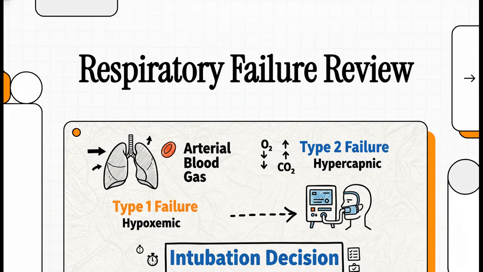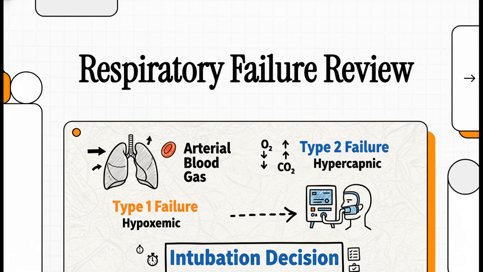All right, let's get right into it. Today, we are tackling a huge topic, something you absolutely have to know for any clinical exam: respiratory failure. This is one of those things where, in the real world, getting it wrong can be catastrophic. But getting it right, you save a life. So yeah, mastering this is a big deal.